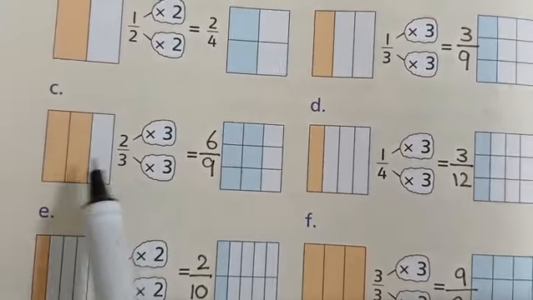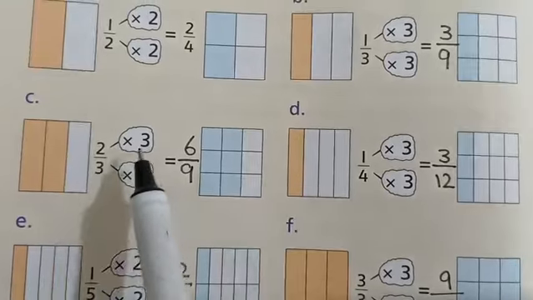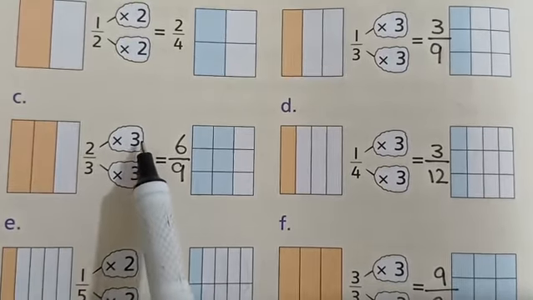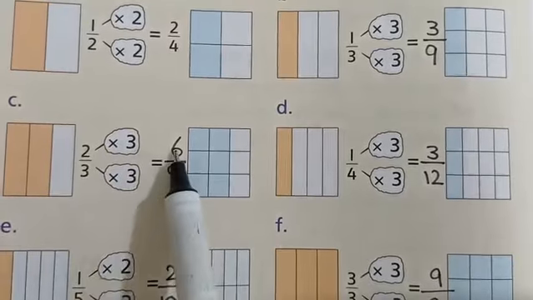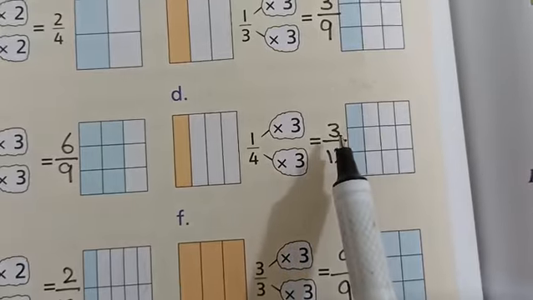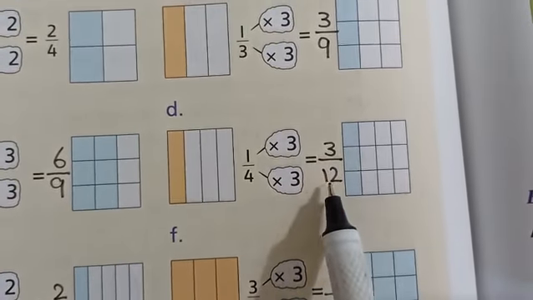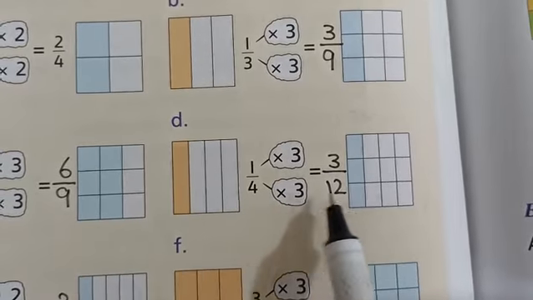Next we have 2 by 3. Total parts are 3 and shaded parts are 2, 2 by 3. When we multiply numerator and denominator with the same number, we get an equivalent fraction, that is 6 by 9. 2 3s are 6 and 3 3s are 9. 1 by 4 is equal to 3 by 12. Look at this, 1 multiplied by 3, 1 3s are 3 and 4 3s are 12.